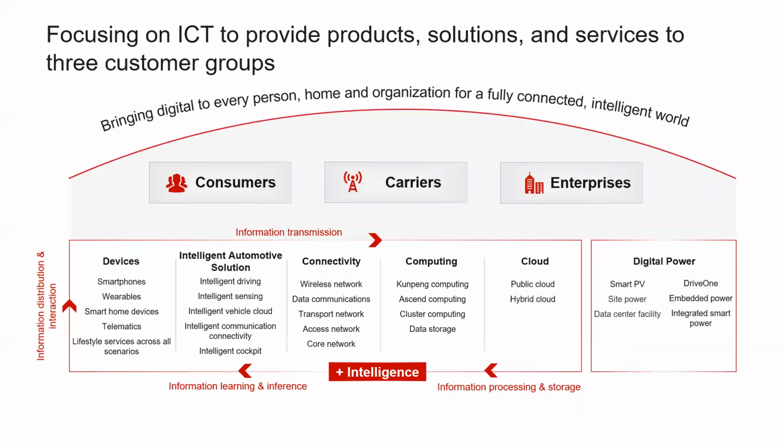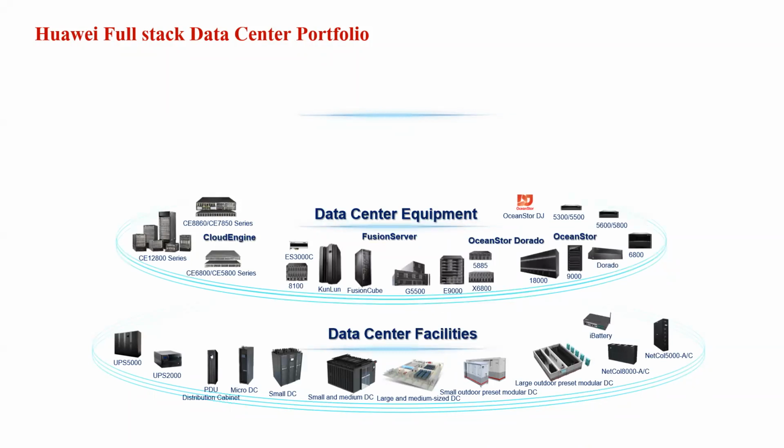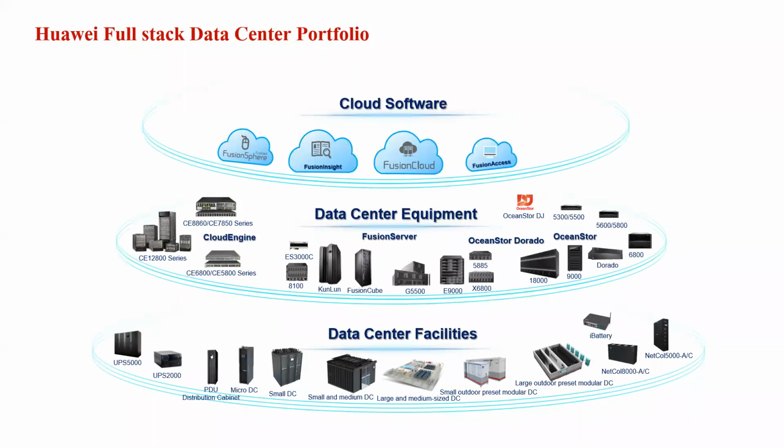As an ICT organization, Huawei's main product lines are the consumer business, the carrier business, and the enterprise business. Huawei has a full stack data center portfolio, covering data center facility equipment, data center equipment, and the software layer. In data center facilities, we have UPS devices, the micro DC solution, the modular DC solution, smart batteries, and the data center facility monitoring device, NetCol 8000. These are the base product lines for building the data center solution.